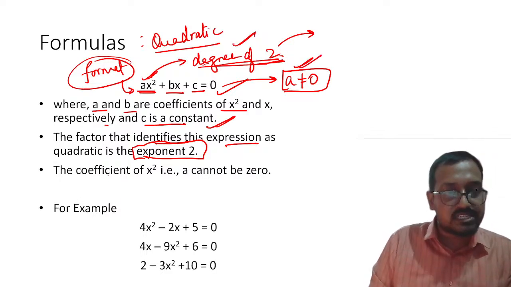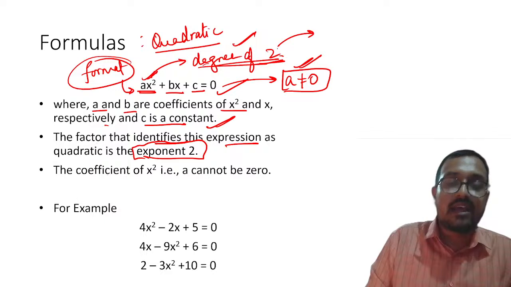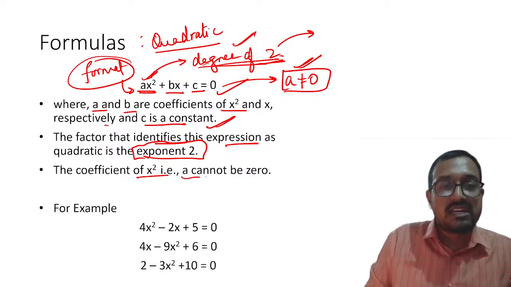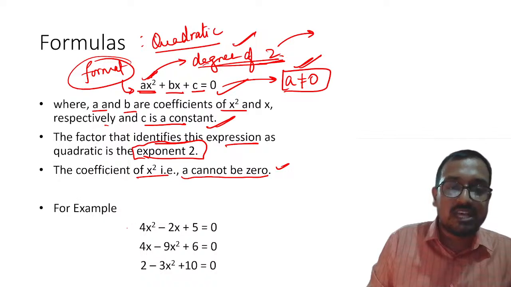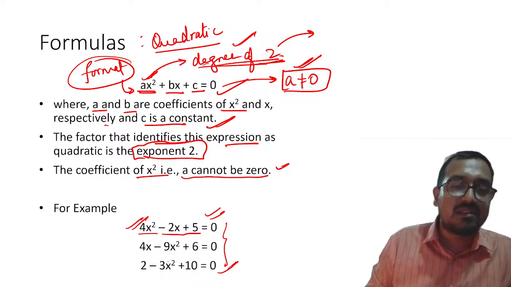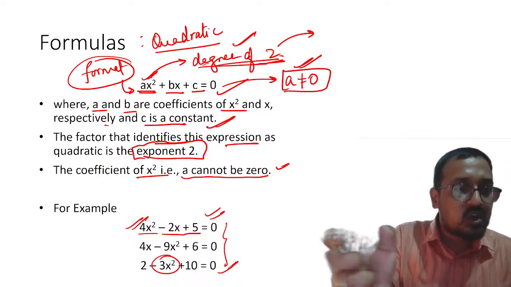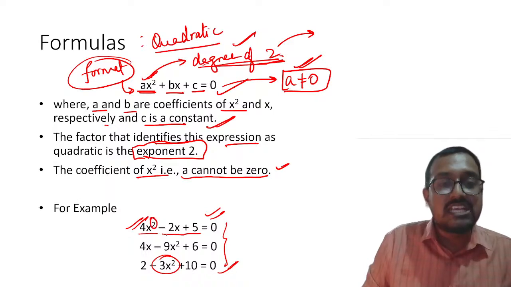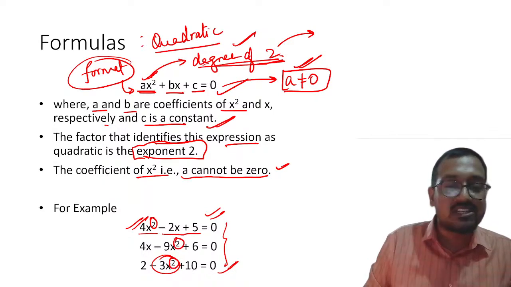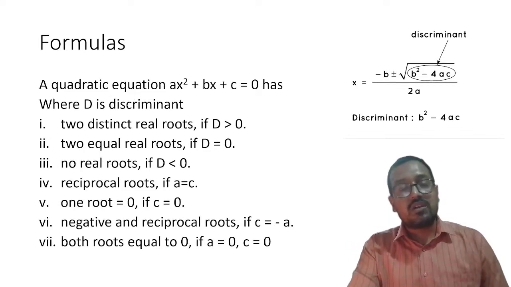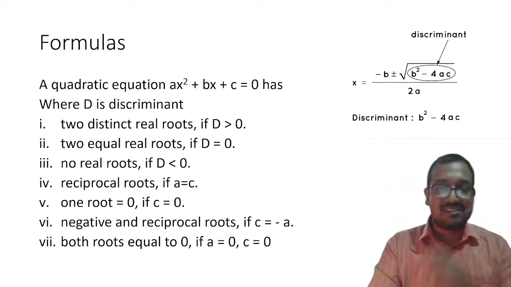So please remember, this is extremely important. Highest power, highest power. Understood? The coefficient of x cube, that is a, cannot be 0. For example, 4x cube, 4x square minus 2x plus 5 is equal to 0. You all can see the example. The order of these terms does not matter. But what matters is the highest power of x. Understood? Understood this thing?